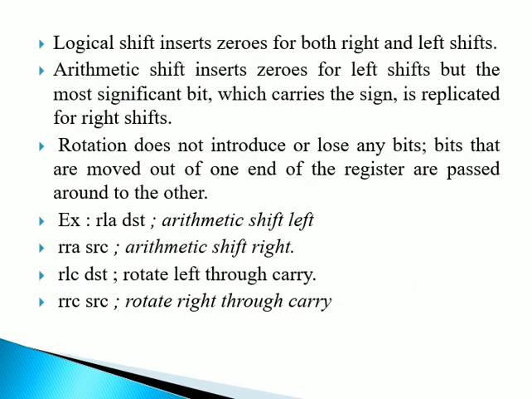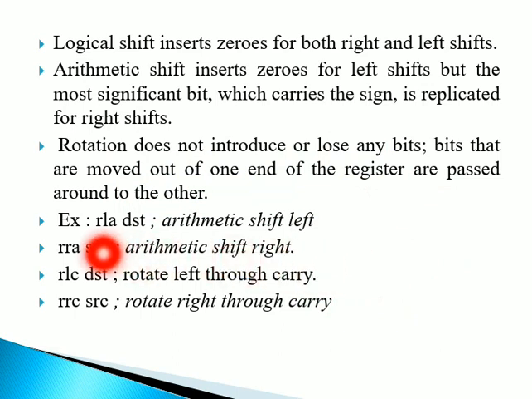Next, logical shifts insert zeros for both right and left shifts. Whereas arithmetic shifts insert zero for left shifts, but for right shifts the most significant bit, which carries the sign, is replicated. Whereas rotations do not introduce or lose any bits. Whatever bits you have given will move out of one end and enter the register from the other end.